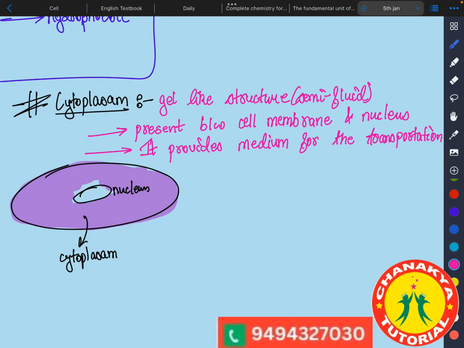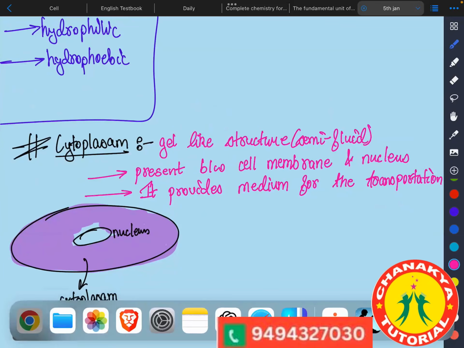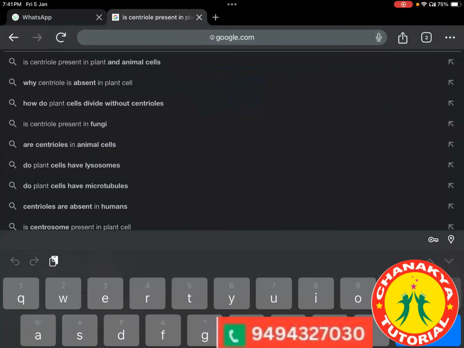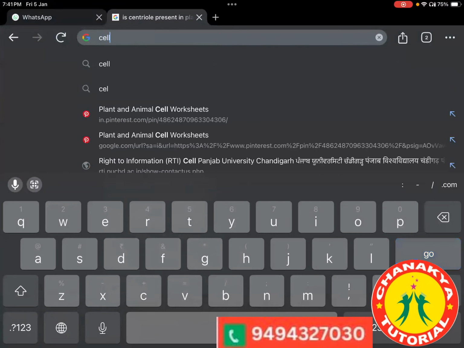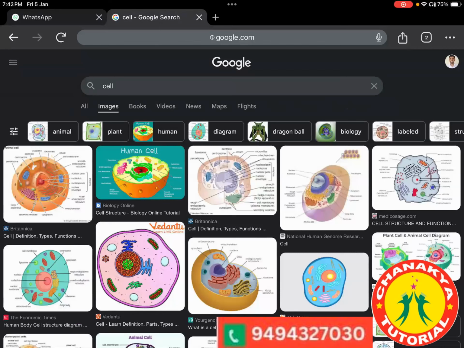There are many things, let me take an image of a cell. Sir, do ribosomes travel through cytoplasm? Yes, ribosomes also travel, because cytoplasm is covering and taking up the whole space.